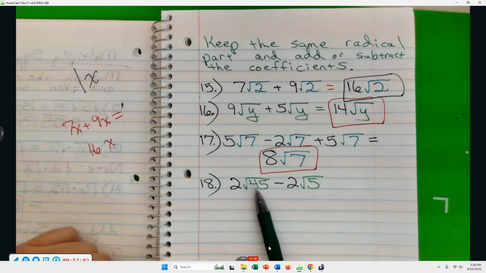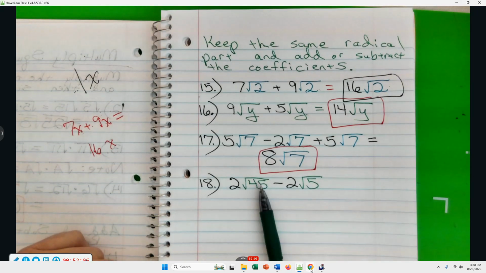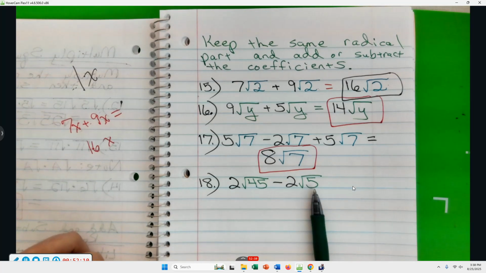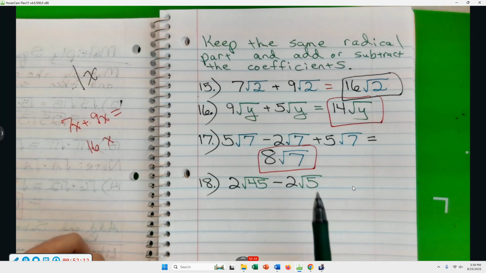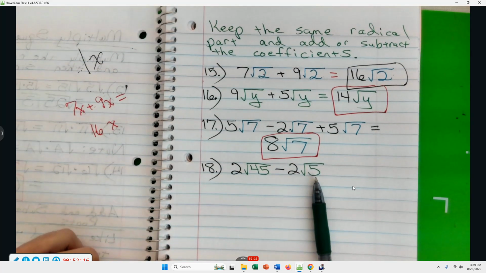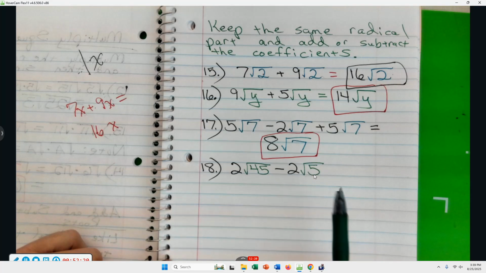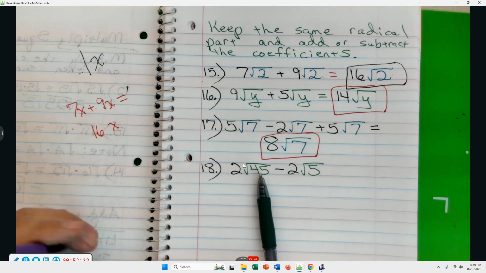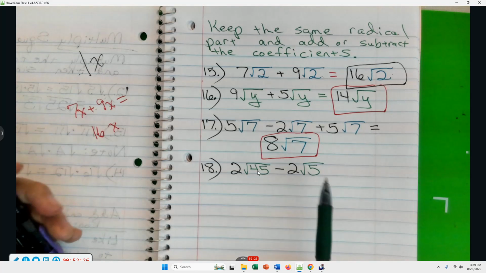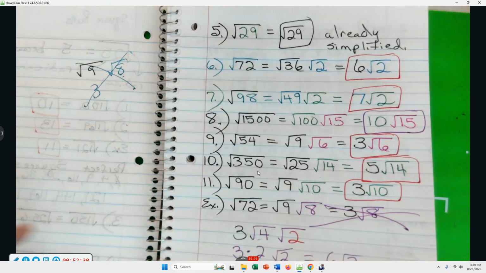You're right, there's a big problem here. We don't have like radical terms. We have a 45 under one of these, and we have just a 5 under the other. Can we get like radical terms? Look at that 5. 5's a prime number. You're not going to simplify the square root of 5. Could you simplify the square root of 45 so that you have a 5 underneath it? 45 is not a perfect square, but let's look and see.